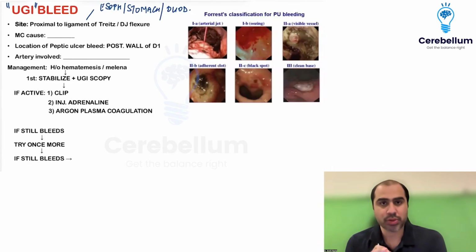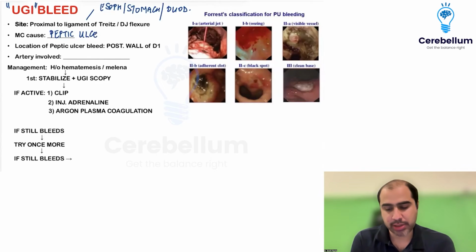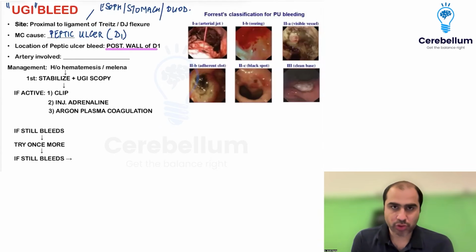Which is the most common source? Most common source is a bleeding peptic ulcer, especially duodenal ulcer. Duodenal ulcers, especially D1, are the ones which bleed, which are on the posterior wall. Anterior will perforate, posterior will bleed. Involved artery: gastroduodenal.